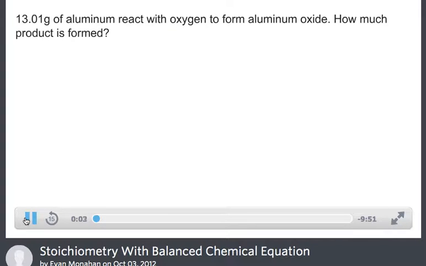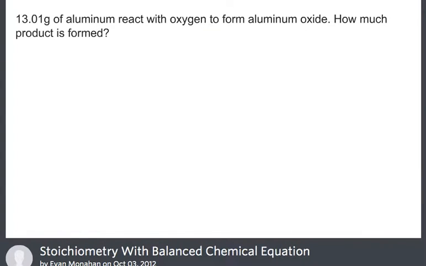Today we're going to use balanced chemical equations to solve for unknown quantities. This is an important skill going from chemistry 11, let's say, to chemistry 12, and especially if you're going to go on and take chemistry in university, this is something that you absolutely have to master. So here's a sample question. We'll work through it together, and hopefully this will allow you to do questions at home.